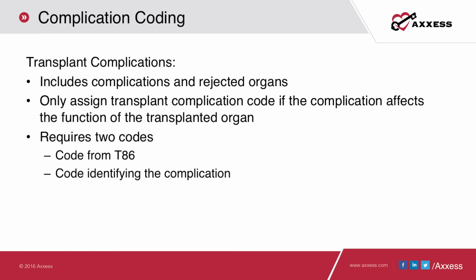Another complication would be transplant complications. These complications include complications in rejected organs. You would only assign transplant complication codes if the complication affects the function of the transplanted organ. When you're doing transplant complication coding, that actually requires two codes. You have the code from T86, which is the complication category. Then you also will see guidance that tells you to use an identifying code to tell you what the complication is. For example, if you had a rejection of the lung, that would tell you to identify what that complication is.